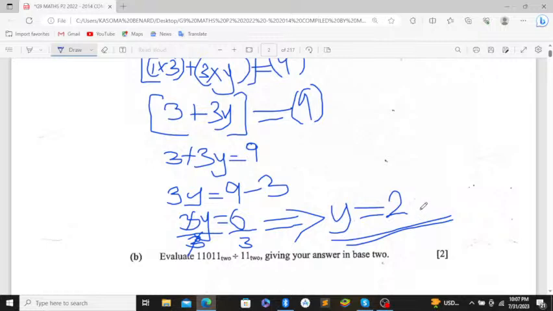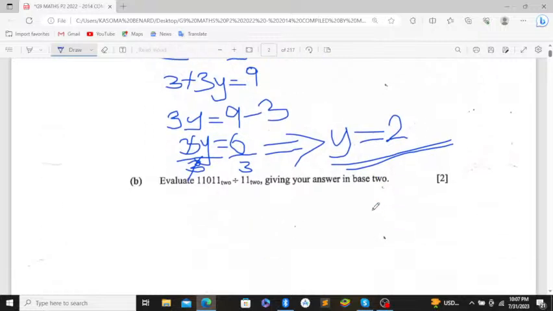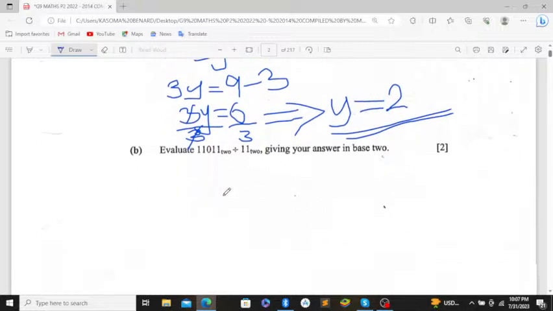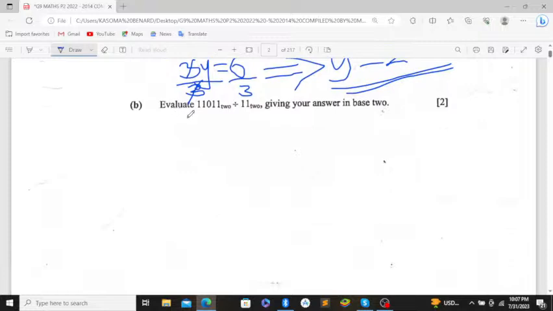Okay, so now we go to the next question, which is question 1b. Okay, so question 1b, I'm sure it's very clear. Evaluate 11011 base 2 divided by 11 base 2, giving your answer in base 2.